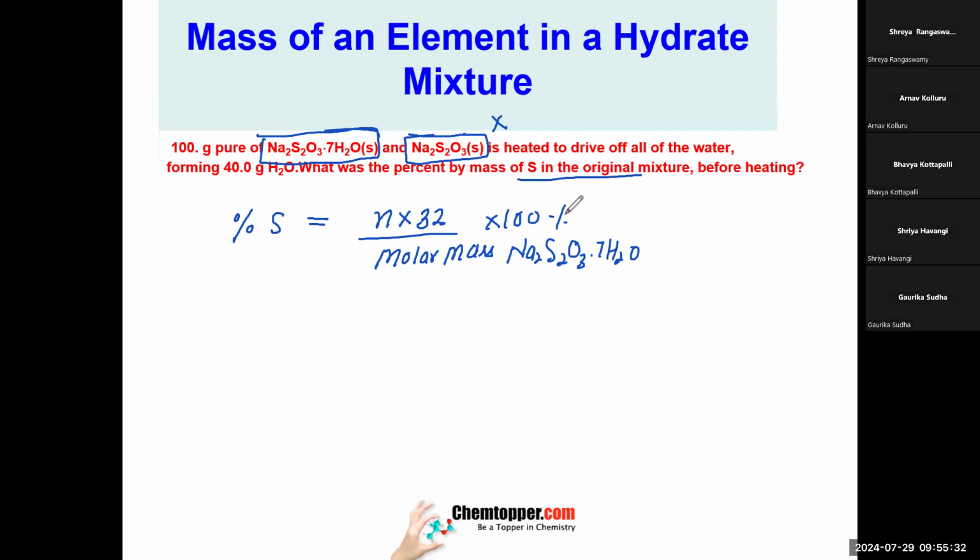All of you are working on it? Okay, Shreya H is giving me the answer as 40.51. Arnav is also giving the same. Bhavya is also 40.51. That's really good. Very good. And Gorika?